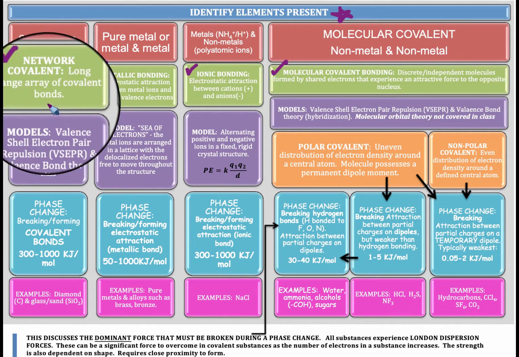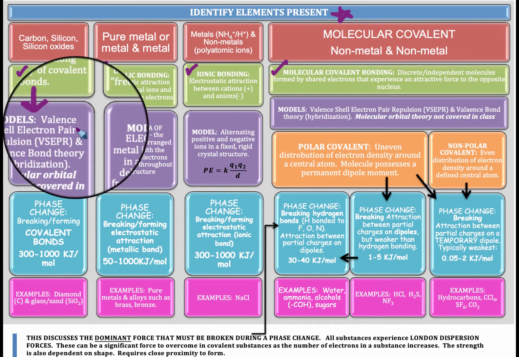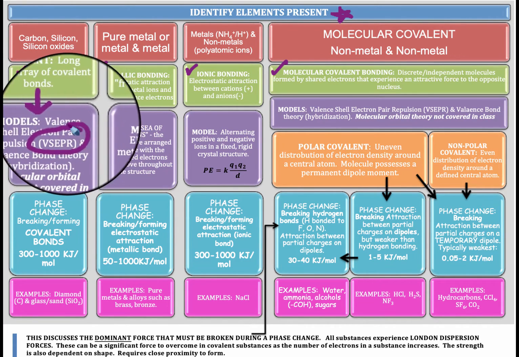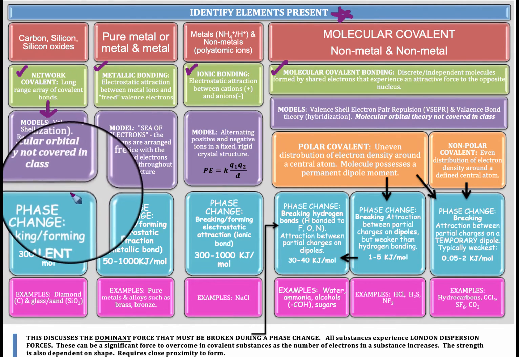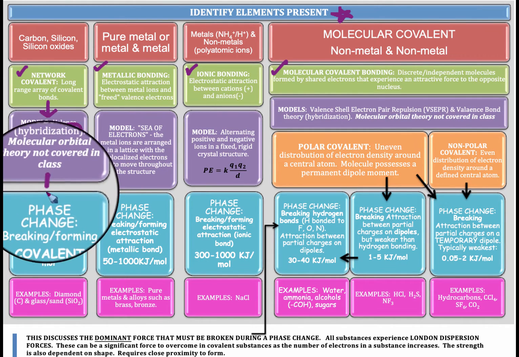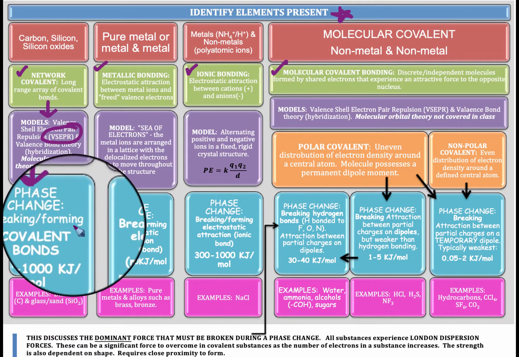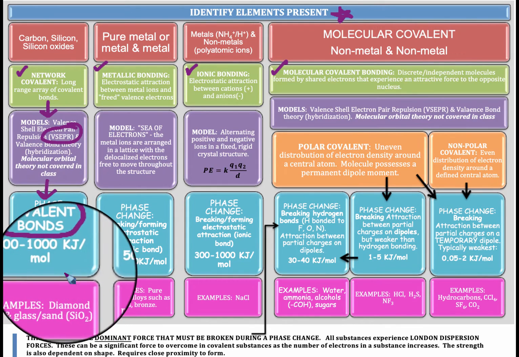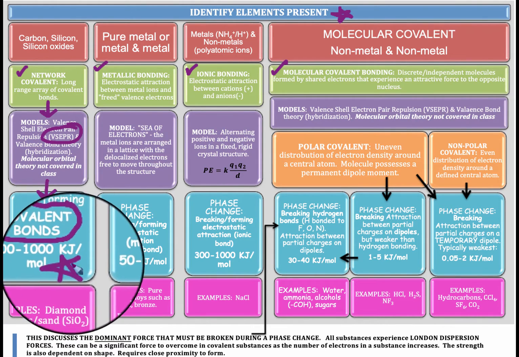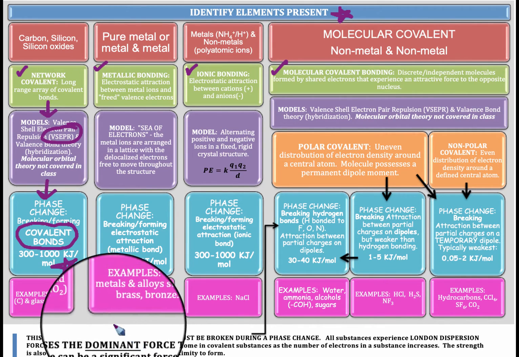Now, if it's network covalent, it's a long-range array of covalent bonds. You can still use VSEPR, valence bond theory, hybridization, when you are dealing with network covalent. But the key thing here is when you are dealing with network covalent, you are actually breaking covalent bonds between atoms. And that takes a lot of energy to do. So these have very, very high melting points.